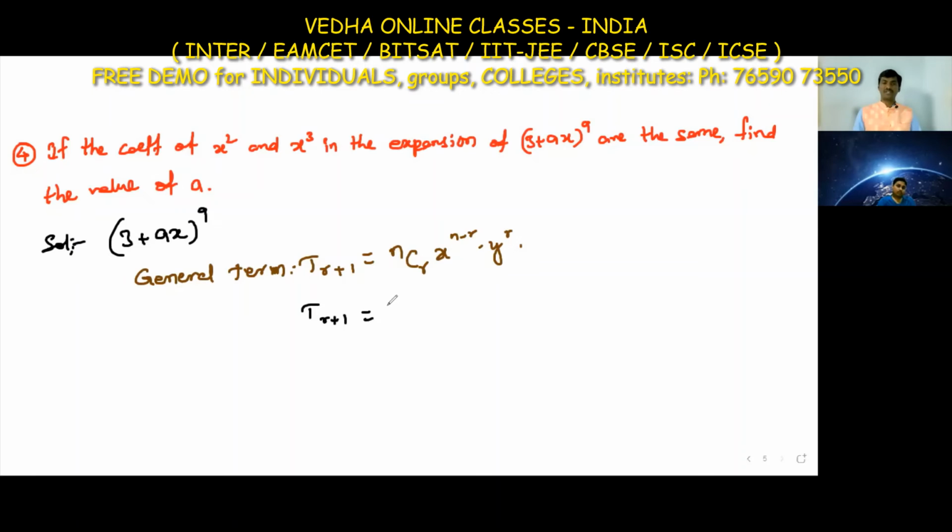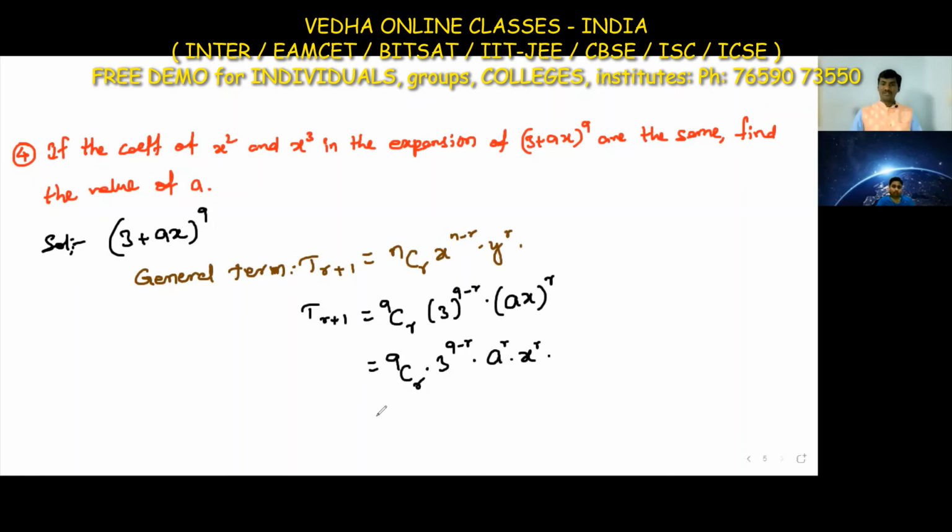So T(r+1) is equal to nCr. What is the r value here? We don't know the value of r. And x to the power 3 to the power 9 minus r into y to the power r, that is ax to the power r only. So 9Cr into 3 to the power 9 minus r into ax whole power r means a to the power r into x to the power r.